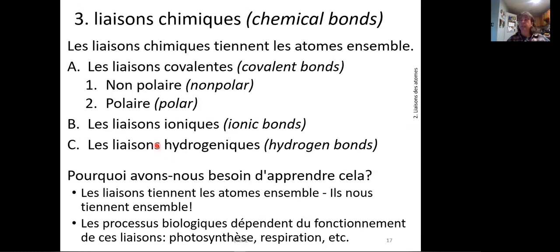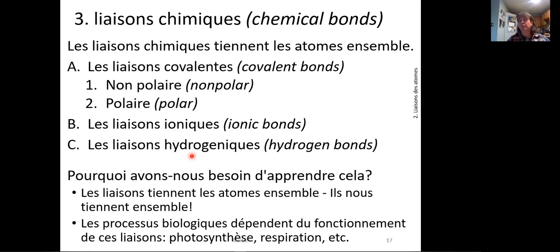Okay, we're going to learn about 3 types of chemical bonds. Chemical bonds hold atoms together. So chemical bonds are holding us together. We will learn about covalent bonds, ionic bonds, and hydrogen bonds. Why do we even need to learn this? Because biological processes such as photosynthesis and respiration rely on how these bonds work. We need to understand the bonds in order to understand photosynthesis.